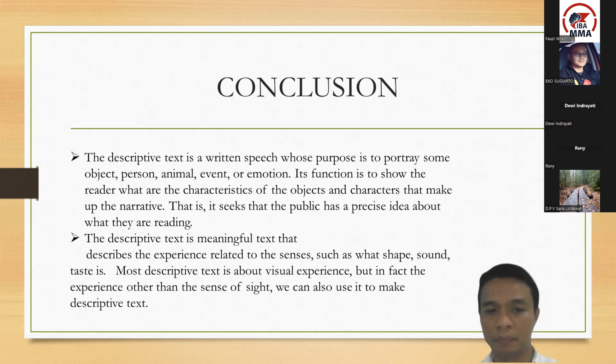The descriptive text is meaningful text that describes the experience related to the senses, such as what shape, sound, or taste is. Most descriptive text is about visual experience, but in fact, we can also use experiences other than the sense of sight to make descriptive text.